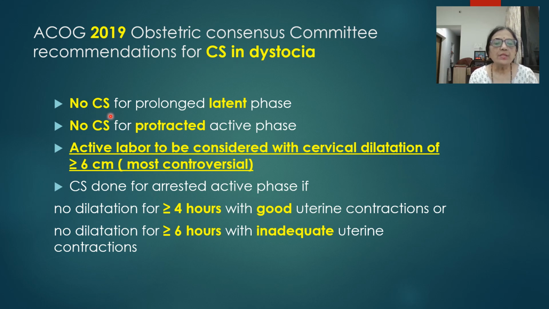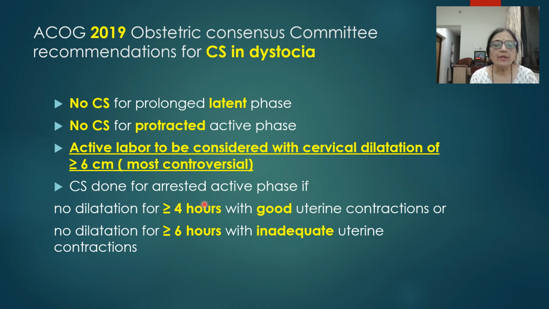It says that no cesarean section for prolonged latent phase. Prolonged latent phase is an indication for either supervised observation or for amniotomy with oxytocin, but not for cesarean section. Protracted active phase dilatation also has the same management, but no cesarean section. Active labor is to be considered with cervical dilatation of greater than or equal to 6 centimeters, which is the most important and most controversial recommendation of this obstetric consensus committee.